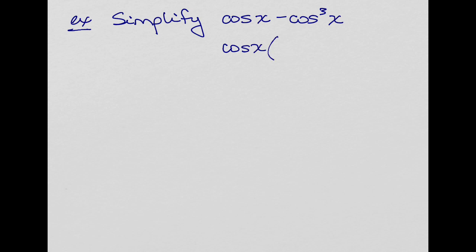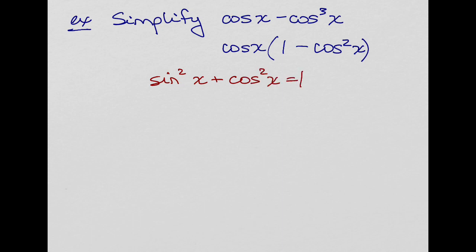When I factor out, left from the first term I have 1, left from the second term I have cosine squared x. Now is when identities come in. You might remember the identity sine squared x plus cosine squared x equals 1, the Pythagorean identity.